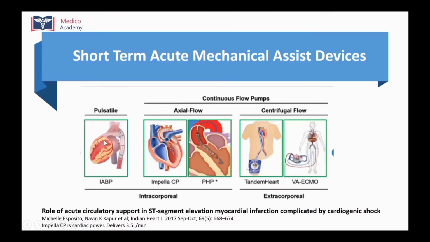Pulsatile are the ones that can be used like the intra-aortic balloon pump, which was, as you know, started in 1960 actually. And then you have the continuous flow pumps, which are divided into axial flow and centrifugal flow. We already talked about the centrifugal flow, but in addition, we've also got these small impellers or small percutaneous heart pumps, which can be placed transcutaneously or through the femoral artery and the aorta into the heart, and they can help offload the ventricle.